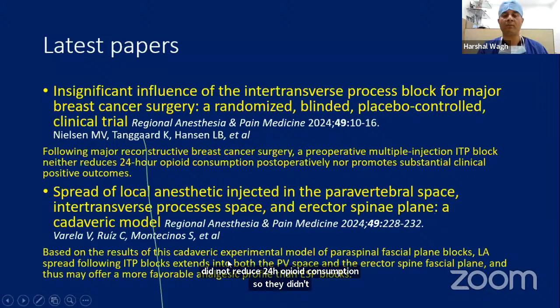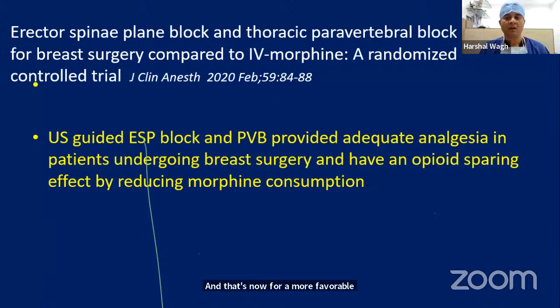Local anesthetic spread following an ITP block extends to both the paravertebral space and the erector spinae plane, and thus may offer a more favorable analgesic profile than an ESP block. So both, in a way. Just a few quick articles, I'll just quickly run through.